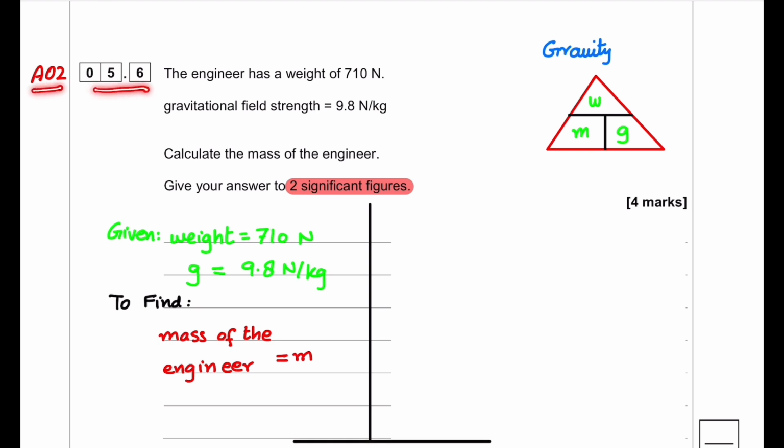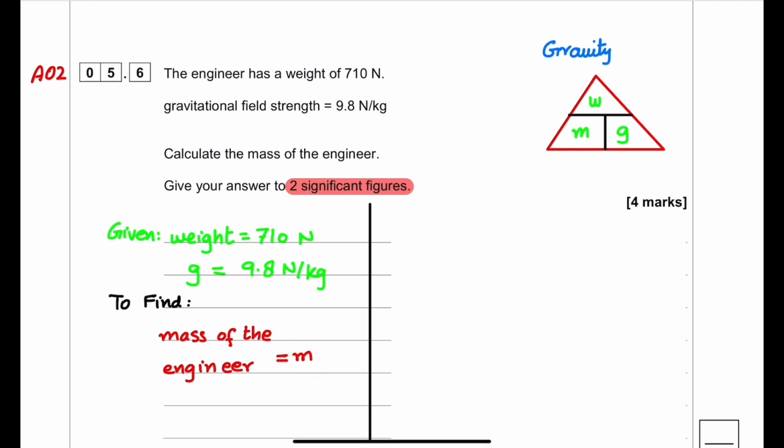5.6 is an AO2 question. The engineer has a weight of 710 newtons. So we have weight. The gravitational field strength value is 9.8 newtons per kilogram. Calculate the mass of the engineer. So we know that weight is equal to mass times gravitational field strength. The weight is already given, that is equal to 710 newtons. Gravitational field strength is 9.8 newtons per kilogram. We need to find the mass of the engineer.